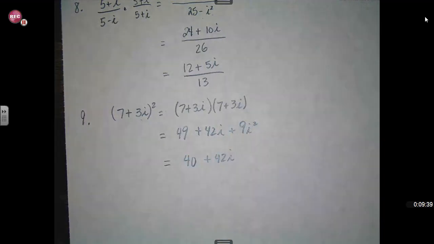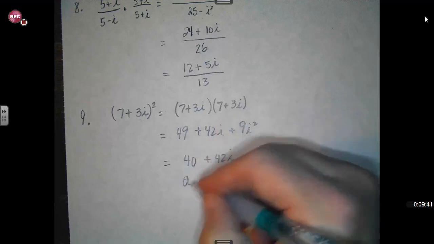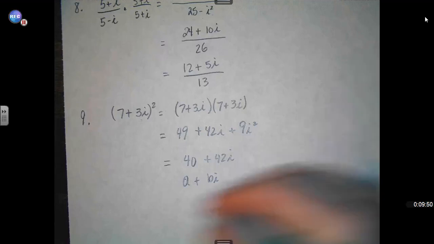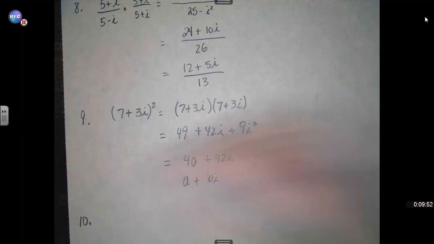Remember too that these answers have to be written in the form a plus bi. That's just the definition of a complex number, and so we adhere to that. We still adhere to that. It's not one of those old math things that we've changed or gotten rid of.